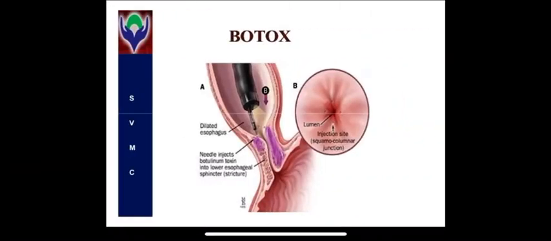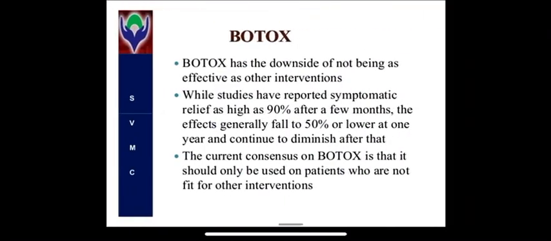This picture shows the injection of botulinum toxin in 4 quadrants about 1 centimeter above the Z line. About 20 to 50 units of botulinum A toxin per ml is injected into 4 quadrants, resulting in reduction of the acetylcholine release and relaxation of the lower esophageal sphincter.